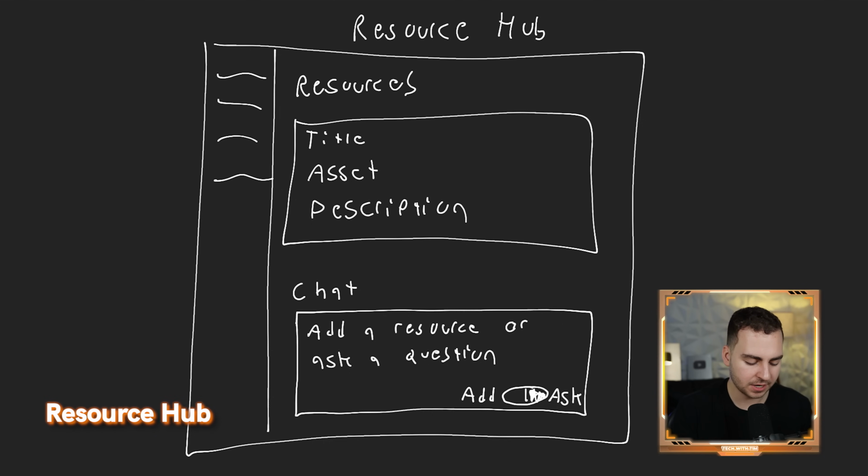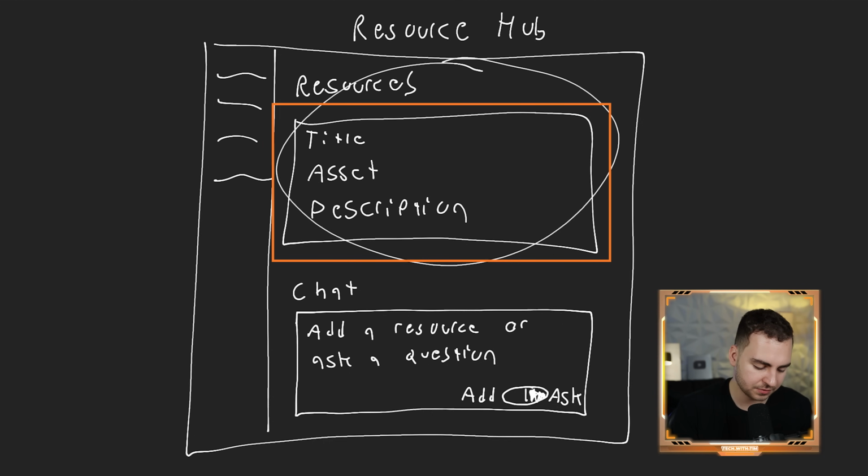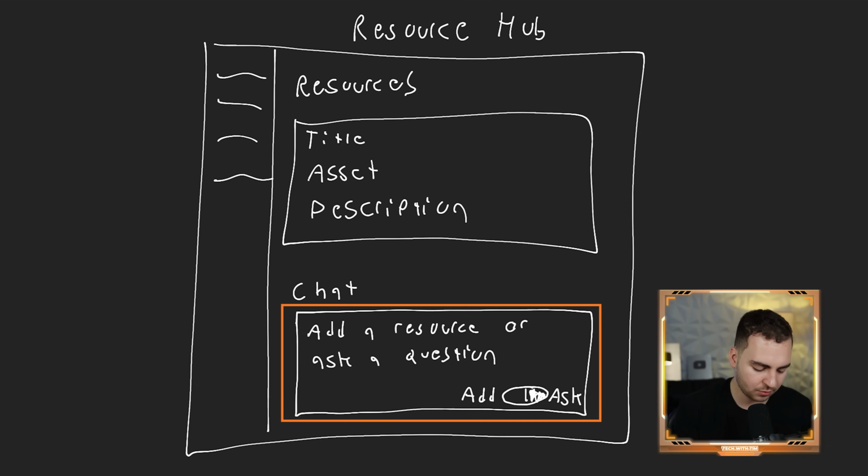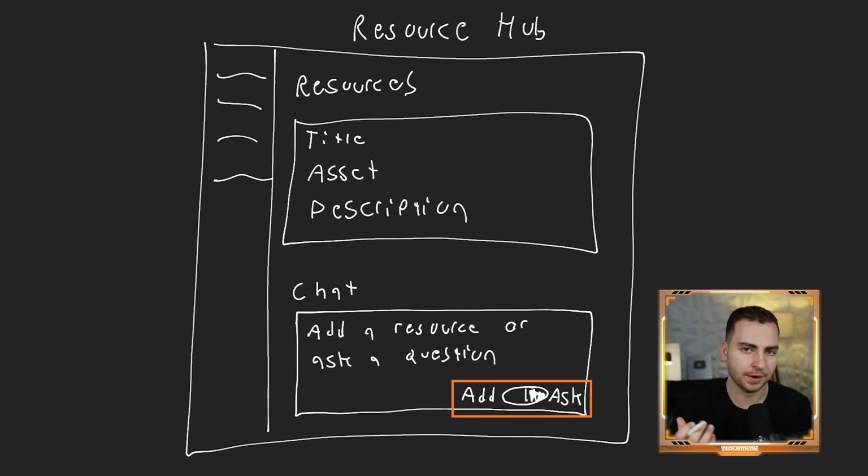So my idea here is that you have some kind of resources, right? It just displays resources that have a title, some kind of asset like a link or maybe a PDF or something, and then maybe a short description of what the resource is. And then I'm going to have a chat window with that same functionality where you can have it in ask mode or add mode.